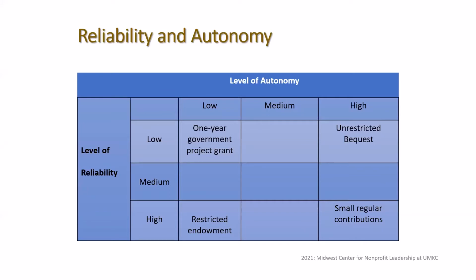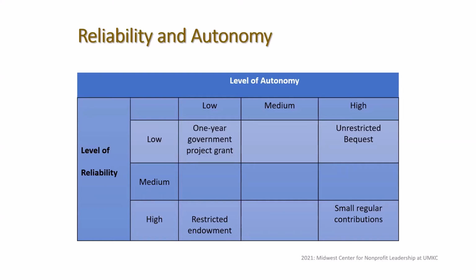Bequests, fantastic. The difficulty is they're tied to someone dying, so you have very little reliability on when it's going to happen. Big fan of estate planning. I think organizations should do more of it, and I think it's imbalanced in the sector who gets to take advantage of it. That being said, it's great when you can get them, but are you able to use those dollars in the right way, knowing the reliability is pretty low? Restricted endowment, high reliability.